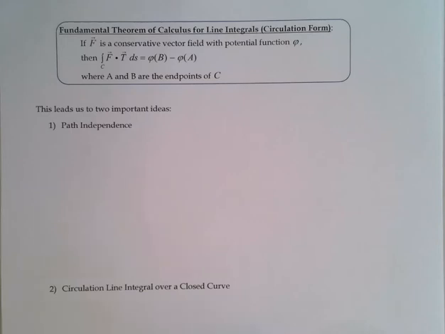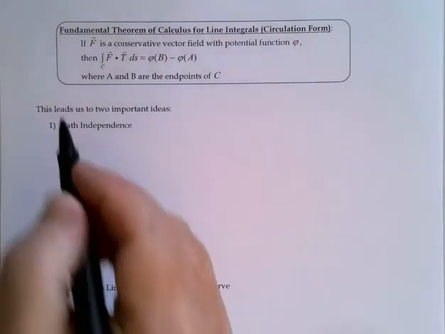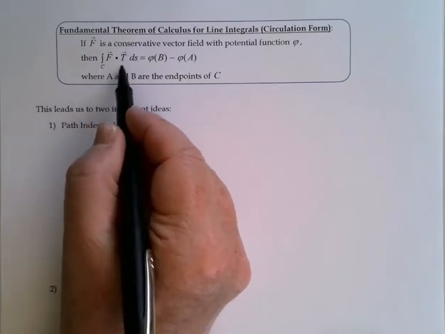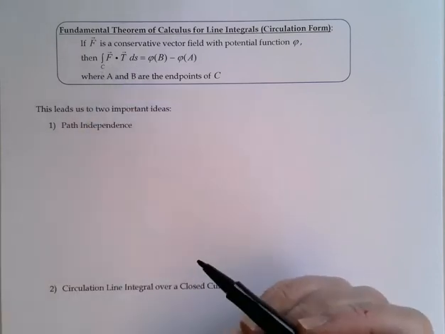This is section 14.3, part B. Now that we understand what a conservative vector field is, we're ready for our first fundamental theorem of calculus for line integrals. This is going to be the circulation form. So notice it's going to tell us another way to evaluate a circulation integral, the integral of F dot T ds over a curve C.